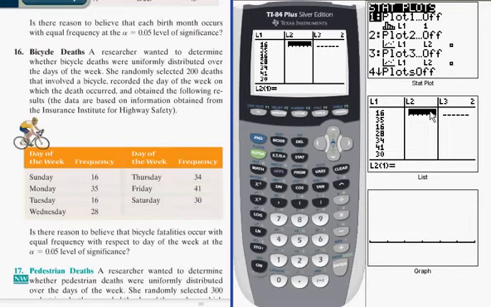What I want to put into L2 now are my expected values, and these are the values I would expect to have if the deaths occurred uniformly. So for example, for Sunday I would expect it to be 200 divided by 7, about 28.6 deaths each day. So that value is going to be the same for Monday, Tuesday, and so on. So what I'm going to do is enter that same value, 200 divided by 7, 7 times.